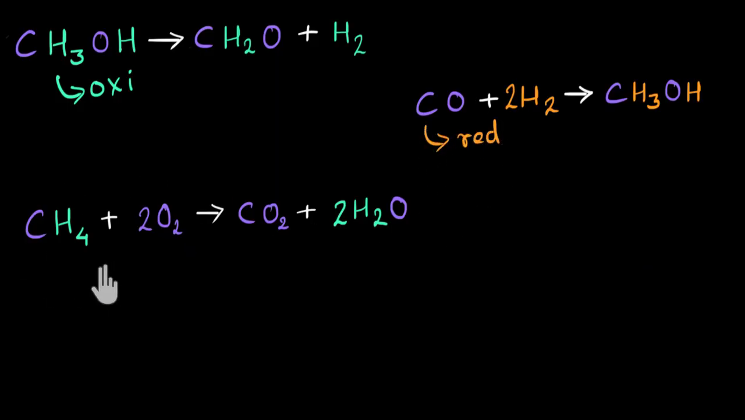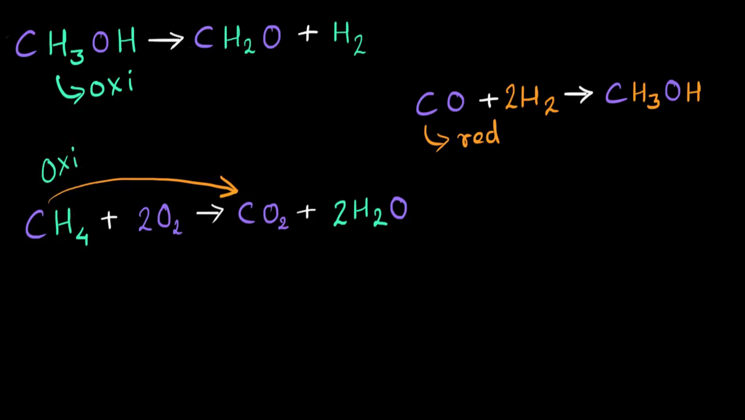Now let's look at the third example. Here I see that methane was reacting with oxygen. Methane had 4 hydrogens, but after the reaction, I see carbon has lost all the hydrogens, right? So which reaction is this? Hydrogen is getting lost, removed. Hydrogen removed is like saying oxygen added, which is oxidation. So here carbon is getting oxidized.